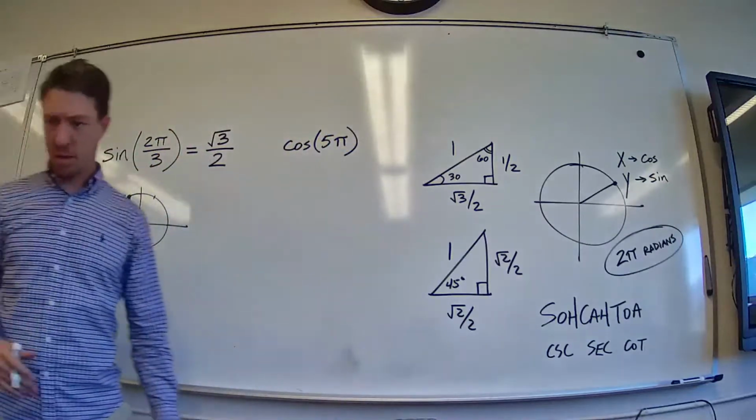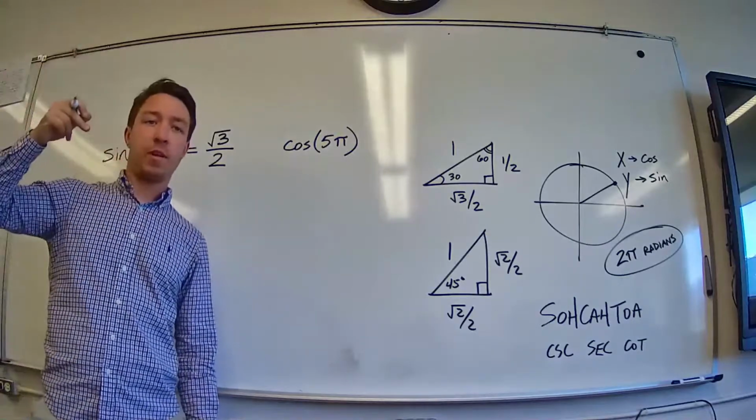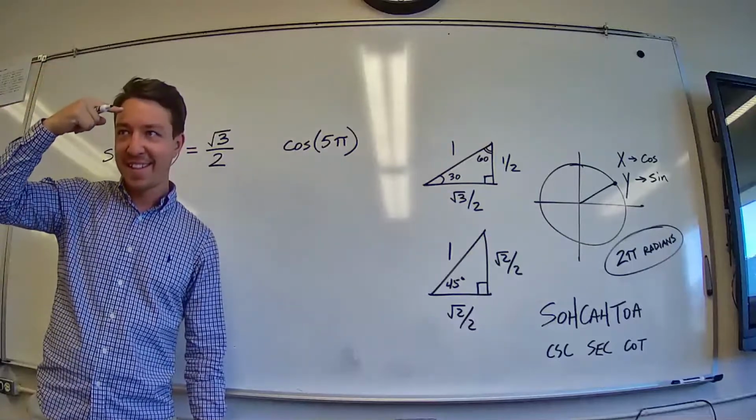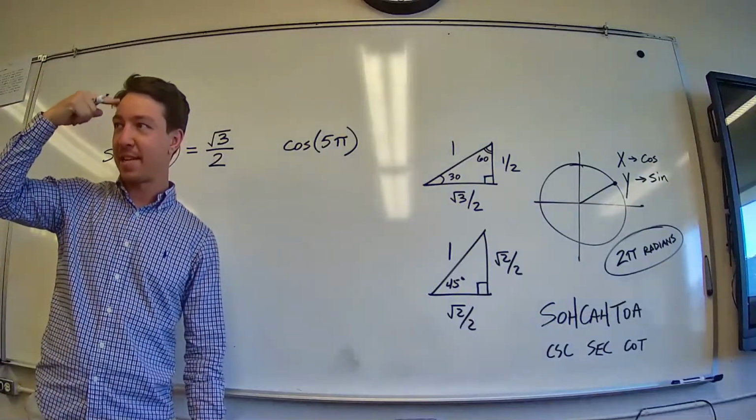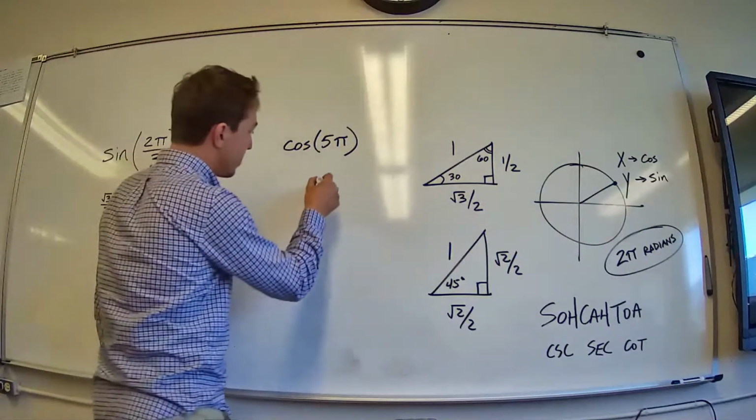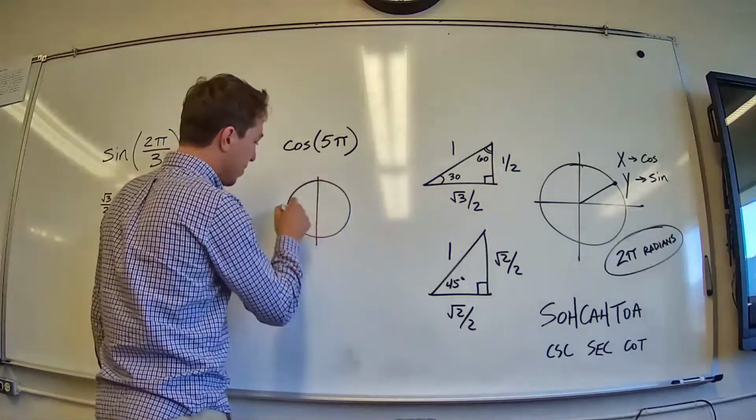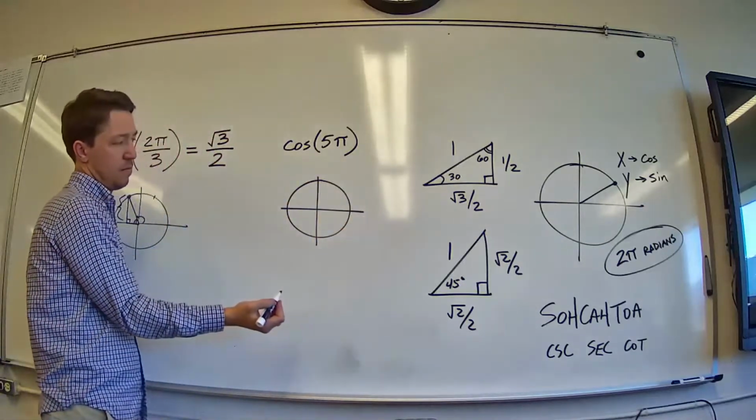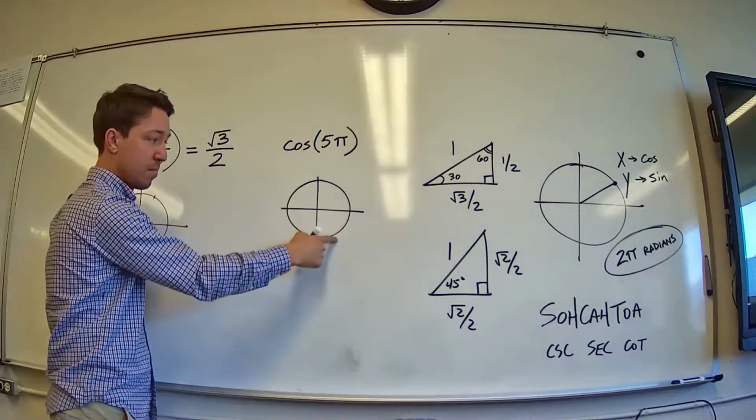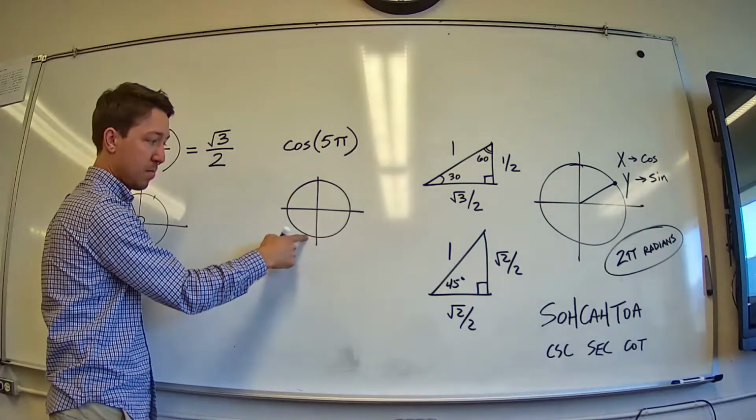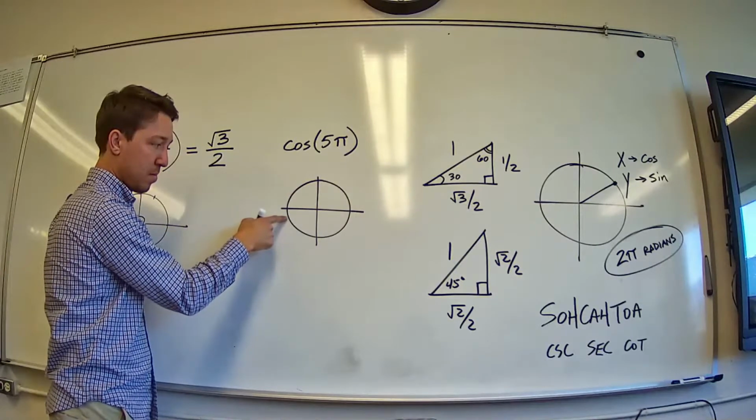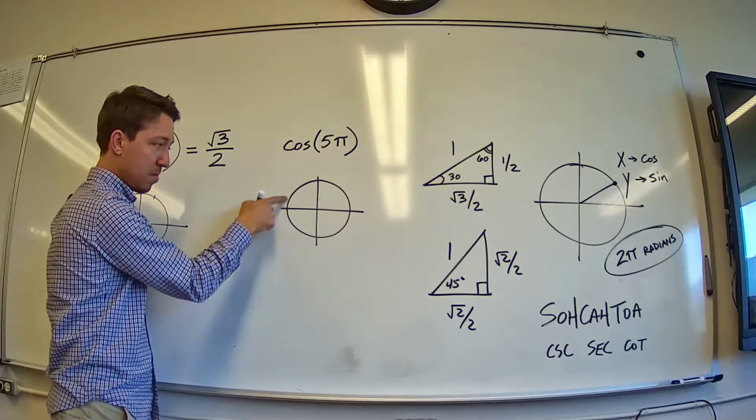Cosine of 5 pi. This process I'm describing will eventually, I hope, take place in the brain, just mentally. So where is 5 pi, first of all?